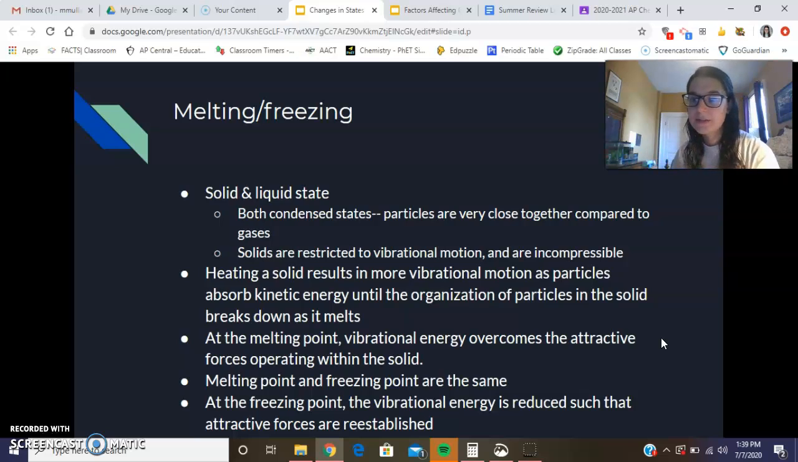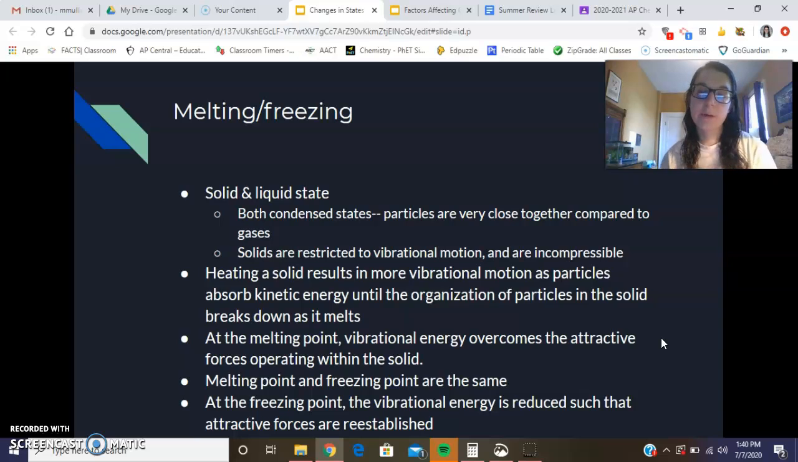Heating a solid is going to result in an increase in energy, so the particles are gaining energy, which we see as an increase in vibration, until eventually the organization of the particles breaks down as the solid melts. The melting point and freezing point are going to be the same temperature, so that is a point that we reference for a change of state at a given pressure, and those will be equal to one another.